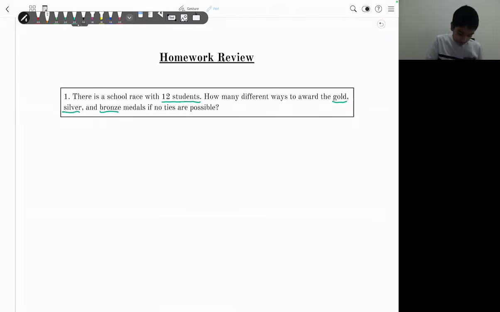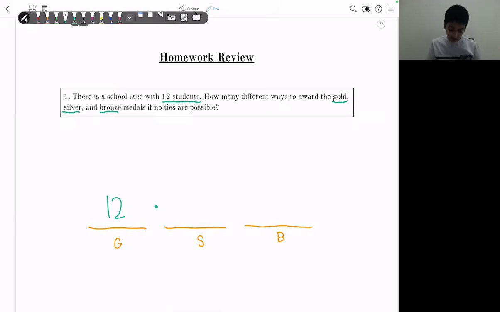So let's let the gold medal be here, the silver be here, and the bronze be here. So this is the gold medalist, this is the silver, and this is the bronze. So of course, there are just going to be 12 choices for who can be the gold medalist because there are 12 students. Now, there are only 11 students left. So there are 11 choices for who can be the silver medalist.